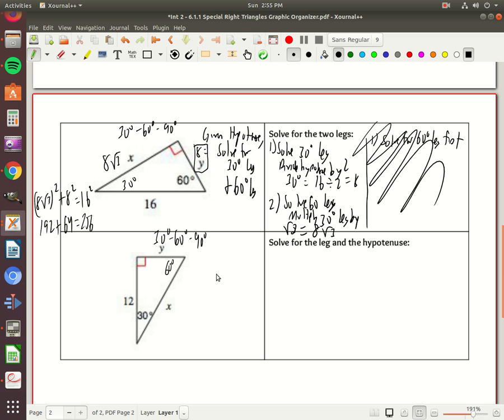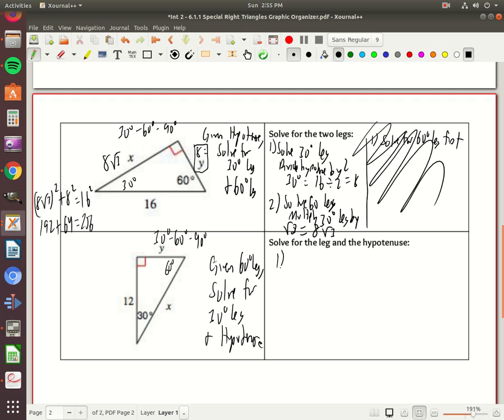Well, I think the easiest thing to do, so we're given the 60-degree leg first, and we need to solve, and in order, I would solve for the 30-degree leg first, and then the hypotenuse. And again, I think order is pretty important on these. It makes it go a lot more smoothly.